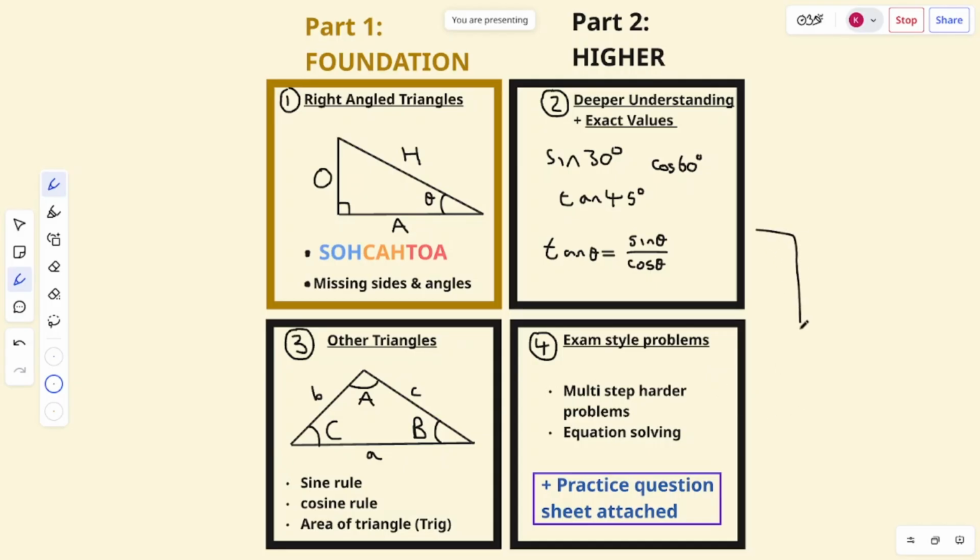At the end of this lesson you can go down and see the practice questions and try them out. The answers will be at the bottom of the sheet.